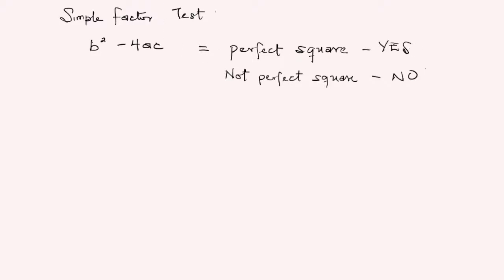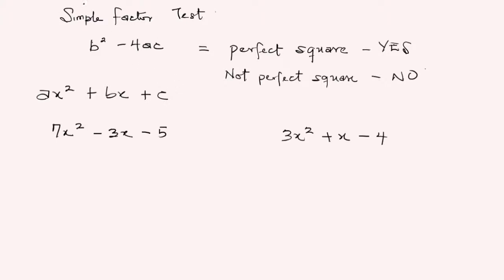So let's do some examples so we understand. We know that quadratic equations are in the form ax squared plus bx plus c. And so all we have to do is substitute the a, b, and c's here into this and then solve. So let's look at these two examples, 7x squared minus 3x minus 5 and 3x squared plus x minus 4. We want to find out if these quadratic equations can be split into factors or not. So here, a equals 7, b equals minus 3, and c equals minus 5.